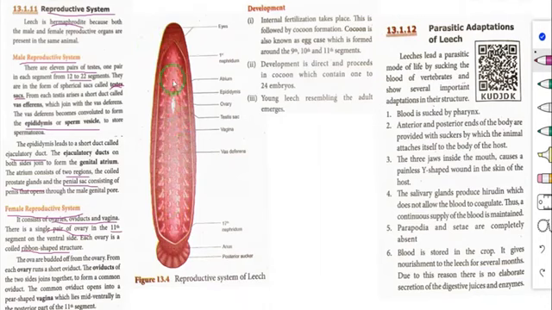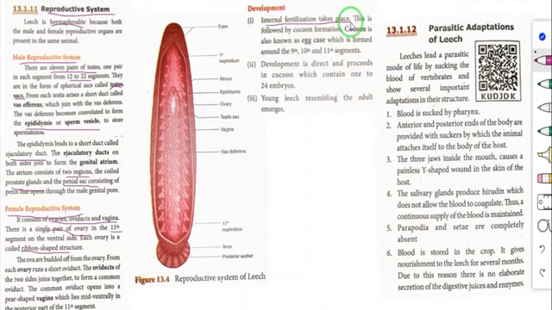Anyway, both the reproductive systems are present in the same worm itself. Now, next one, development. Internal fertilization takes place. Fertilization is of two types: internal fertilization and external fertilization. External means, for example, the frog releases the egg into the water itself, sperm also there. Then both the gametes meet together and the fertilization takes place. That is external fertilization.